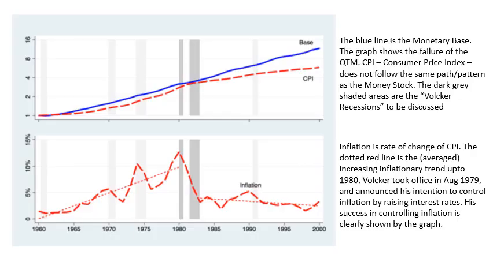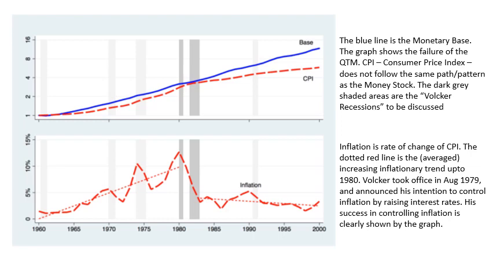These graphs show what happened as a result of the actions of Volcker. The blue line in the top graph is called the monetary base, which is one of the measures of the amount of money in the economy. The red dotted line is the CPI, Consumer Price Index, which shows what happened to the prices. From the mismatch between the two, we see that the quantity theory of money doesn't hold.